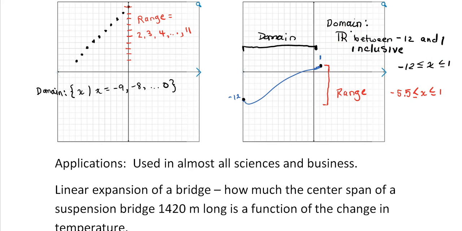In this case, my range starts, the top value is going to be 1. And so I'm including everything in between, and I go down here and I'm at like negative 5.5 at my lowest point right here. So negative 5.5 is going to be less than or equal to x, which is less than or equal to 1. All right, so that's our range.